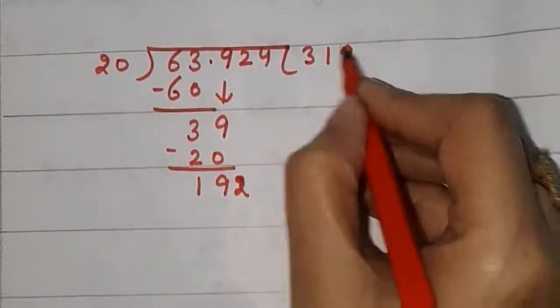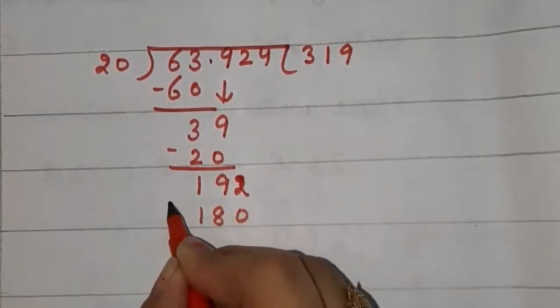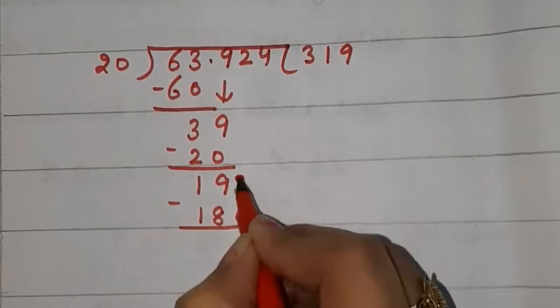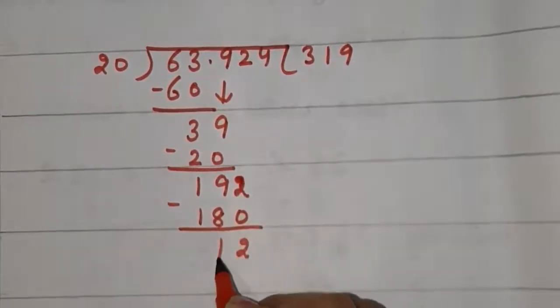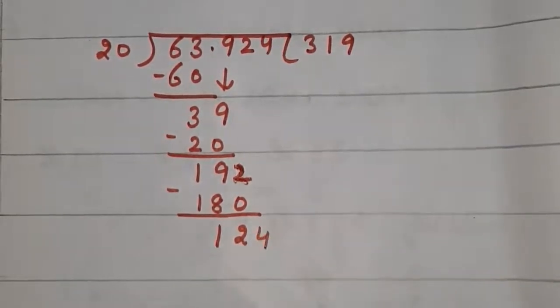29 is 9 to the 18. 29 is 180. 1 0 will increase. 2 minus 0, 2. And 9 minus 8, 1. Next digit you will take 4.